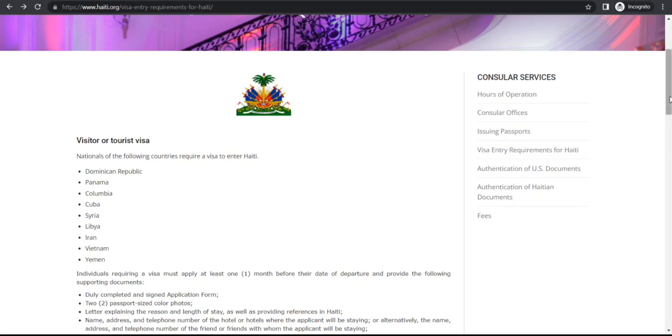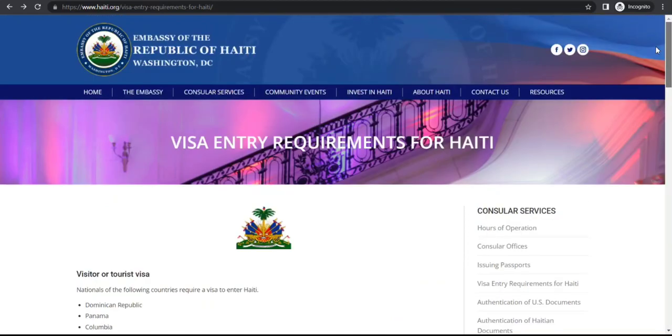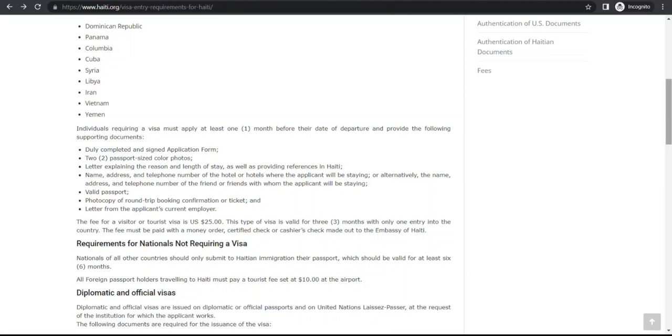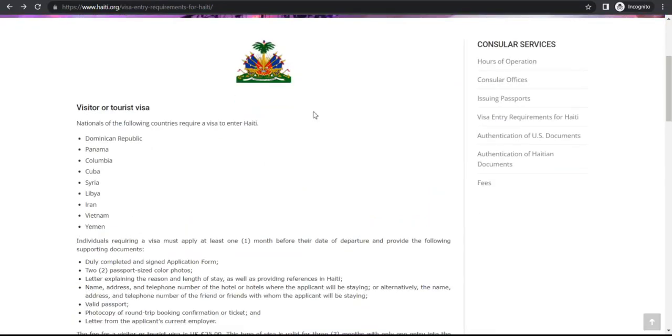So in front of you, I have opened the embassy website of Haiti in Washington DC in the USA. You can open the website of the embassy that is near to you. And they have clearly mentioned that nationals of the following countries require a visa to enter Haiti. So very few: Dominican Republic, Panama, Colombia, Cuba, Syria, Libya, Iran, Vietnam, Yemen.